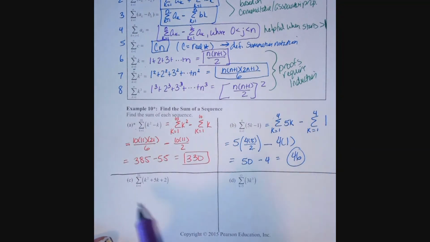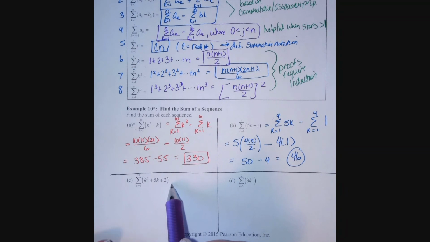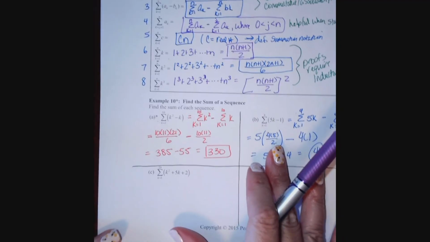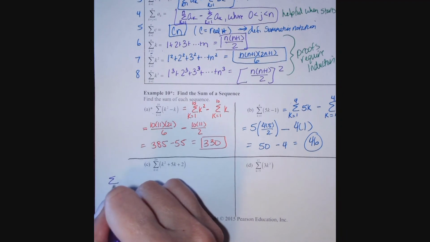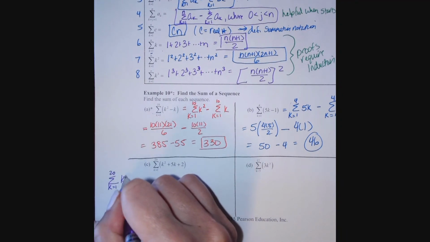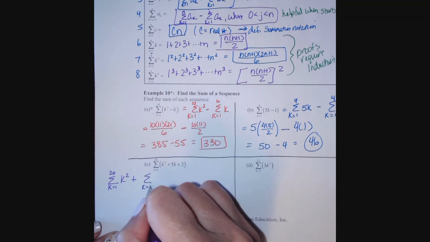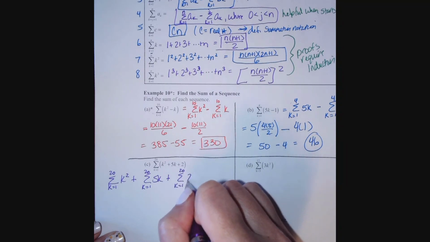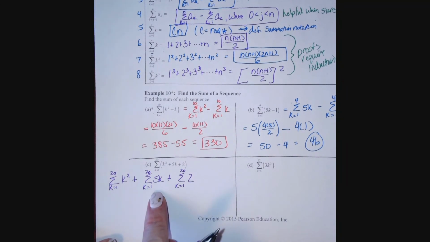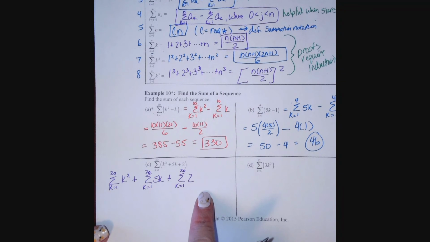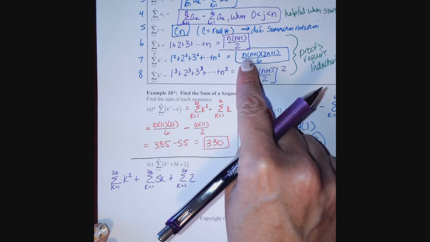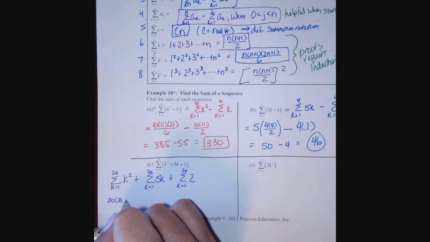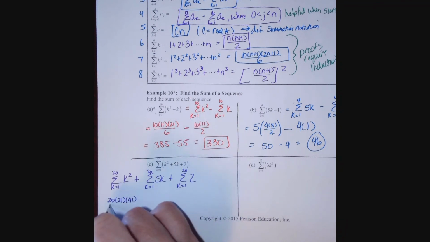All right, letter C. We have to break it apart into 3 different pieces. We're using rule number 2, shortcut number 2, where I can add up the individual sums of the terms. So I'm going to start by rewriting it as the sum from k equals 1 to 20 of k squared plus the sum from k equals 1 to 20 of 5k plus the sum from k equals 1 to 20 of 2. So I have a squared term, I have 5 times k, and then I have 2. For my squared term, I go back to number 7, where n is 20. So that gives me 20 times 21 times 41 all over 6.